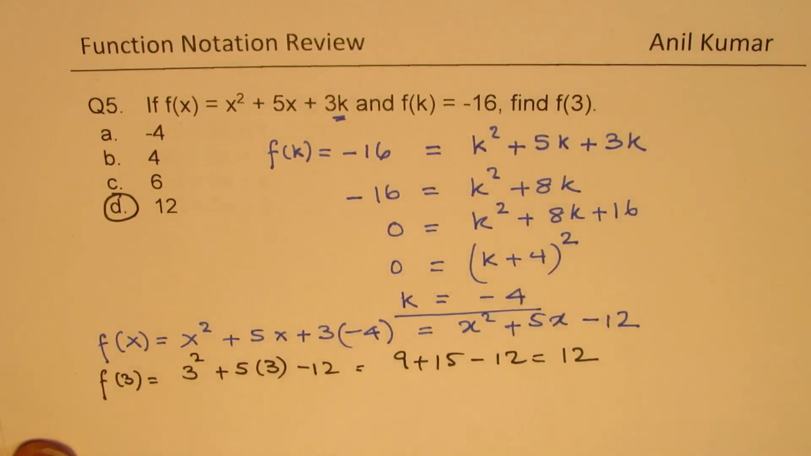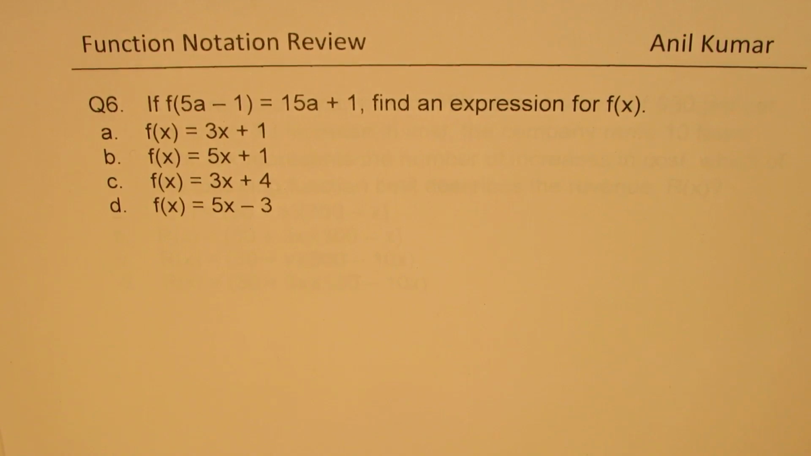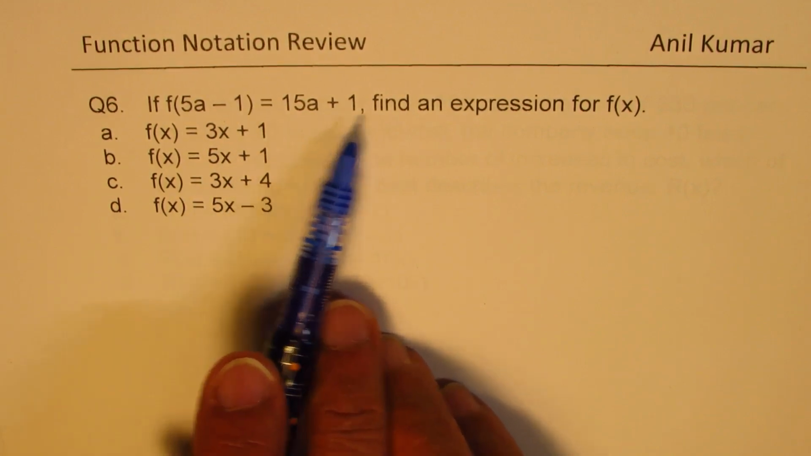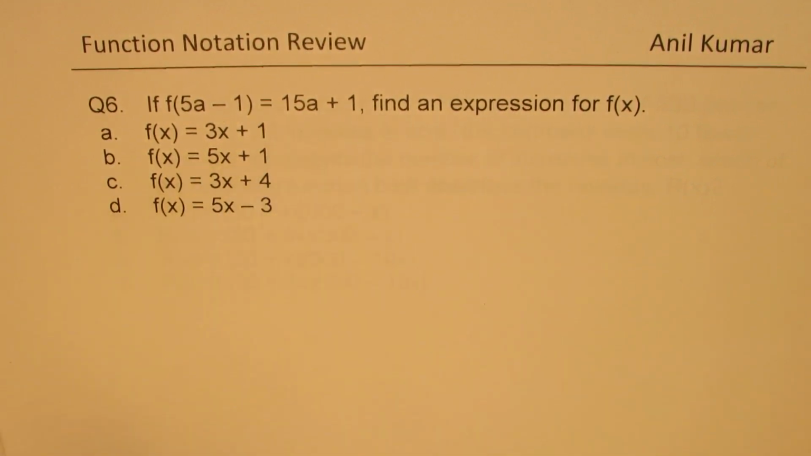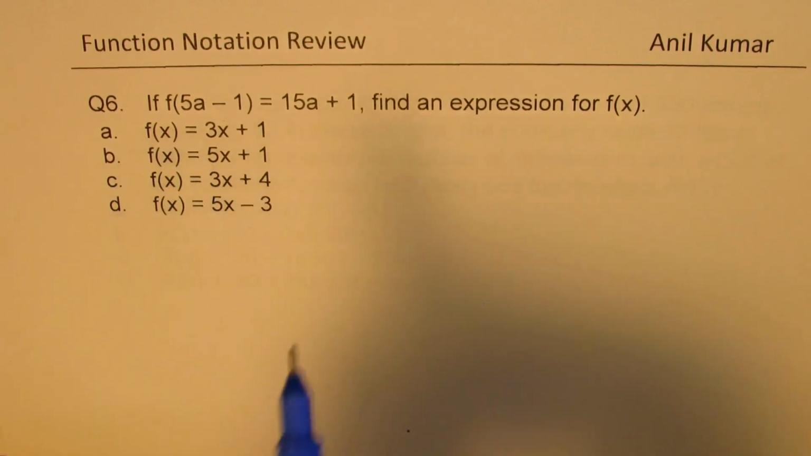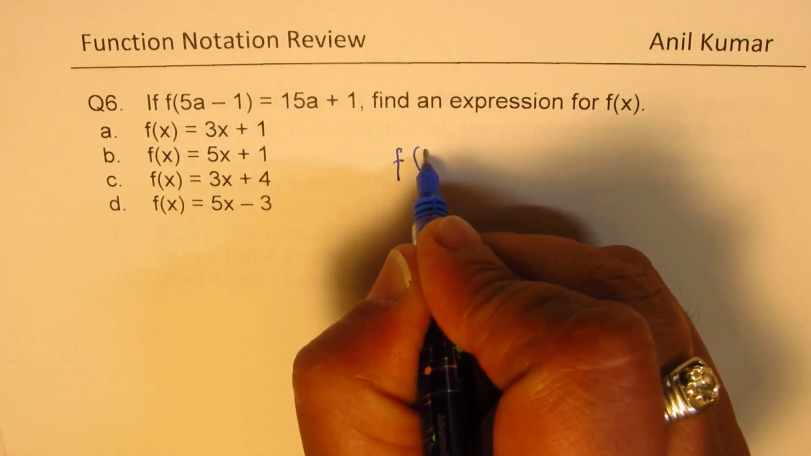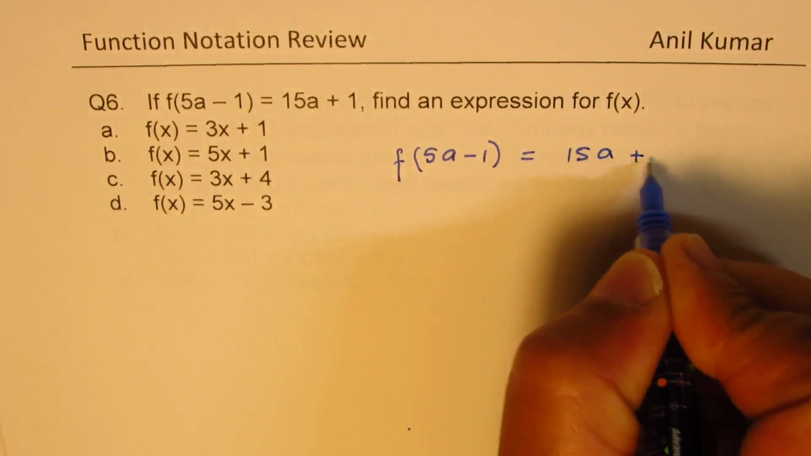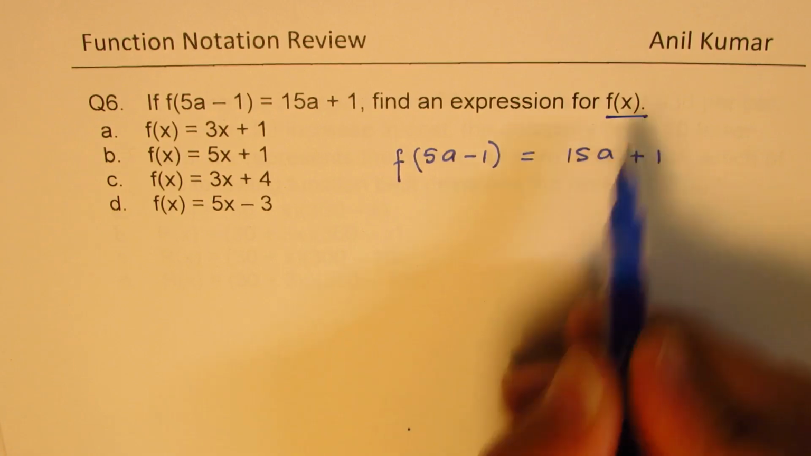Now comes another thinking question, question number 6. If f of 5a minus 1 equals 15a plus 1, find an expression for f of x. 4 choices are given to you. You can actually pause the video now, work out a strategy to figure out this answer, and then look into my suggestions. So the question here is, if f of 5a minus 1 equals 15a plus 1, find an expression for f of x.